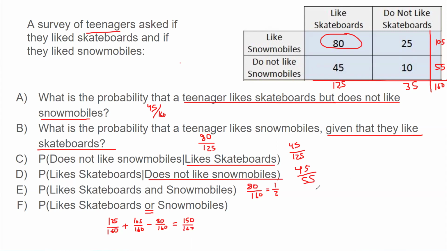So 160 of them, right? The other way to look at this is 10, right? 10 did not like either one, right? So you could have changed that to there, but 150 out of 160 liked at least one. All right.